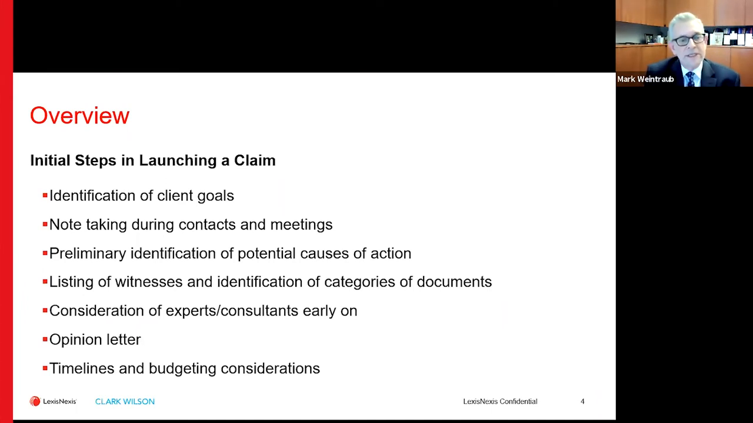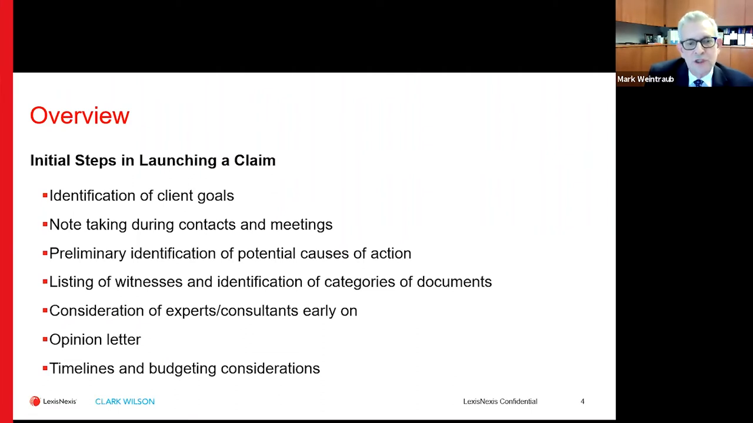All right, so that takes us to the listing of witnesses and identification of categories of documents. Well, here I think it's not any different than taking in any other piece of litigation. As part of the intake, it's important to find out who the material witnesses are and to identify all the categories of documents. Some counsel make it a practice of reaching out to witnesses early on, and that probably is a good practice, although of course there are exceptions to every rule.